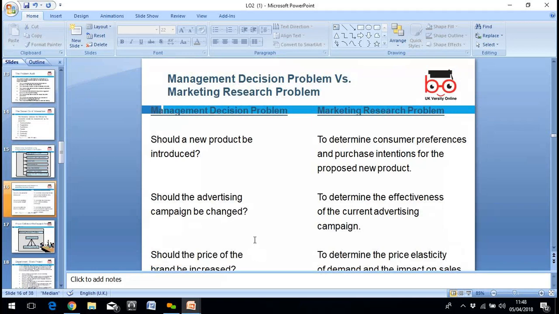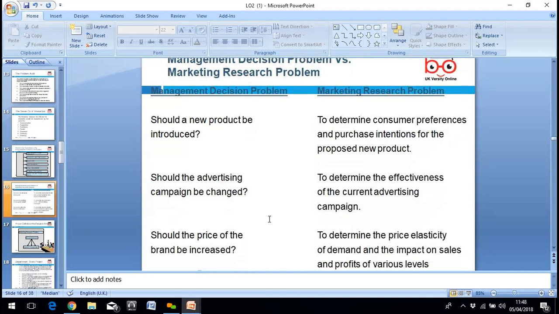Management decision problem versus research problem. Management decision: should a new product be introduced? Marketing problem: to determine what consumers want and purchase intentions for the proposed new product. So the two different things. So marketing research has got to provide answers to that before they could make a decision on this one here.